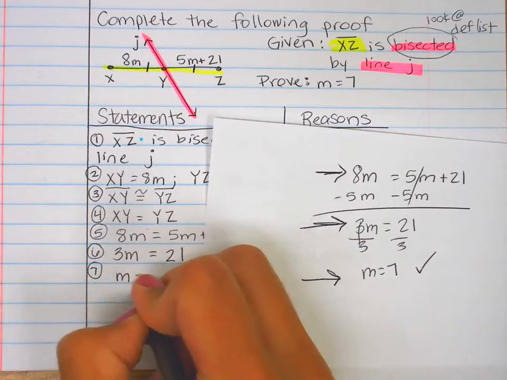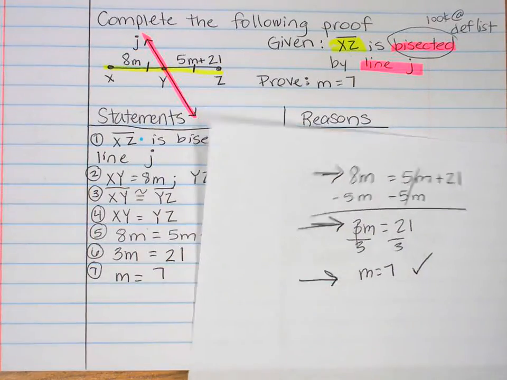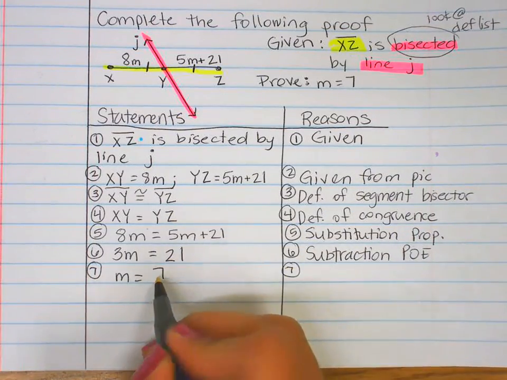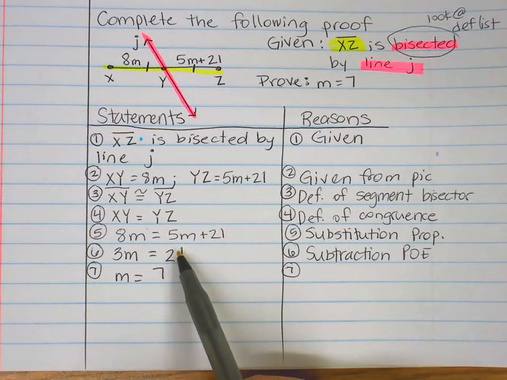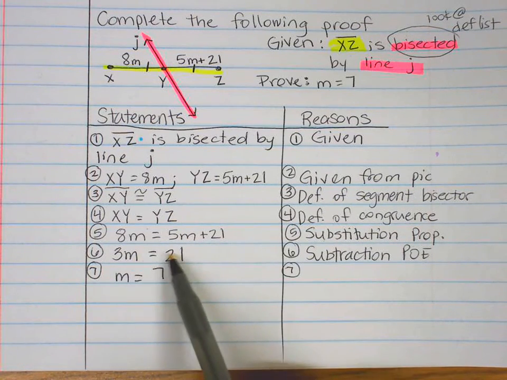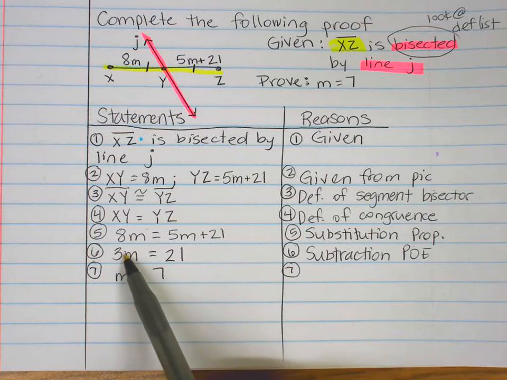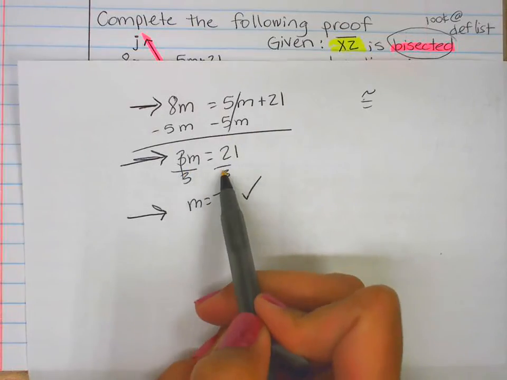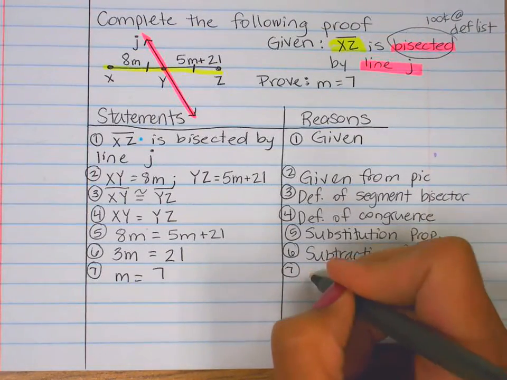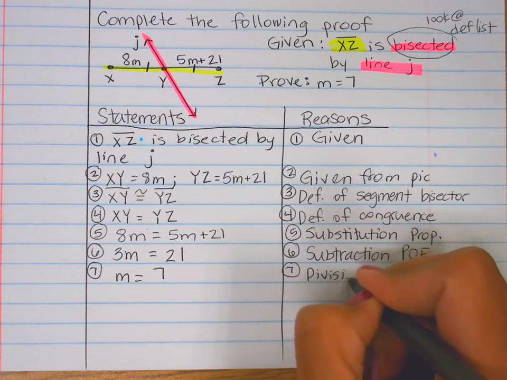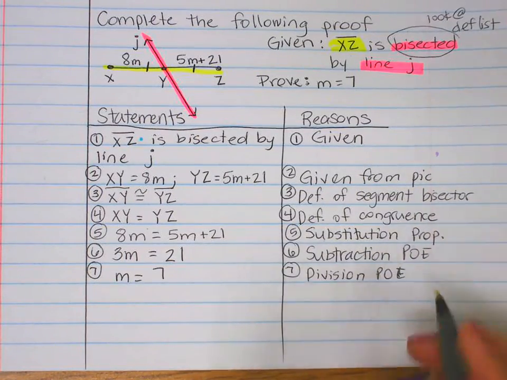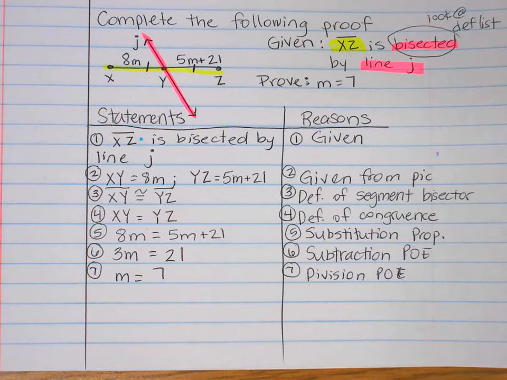We got m equals 7. Okay, so 7th step, m equals 7. Why? How did I go from step 6 to step 7? I know I subtracted here. What did I do from 3m equals 21 to get m equals 7? Division, and you can see it in your work. What was done to both sides? Dividing by 3. So that's the division, POE, property of equality. Okay, that's it for the proof.